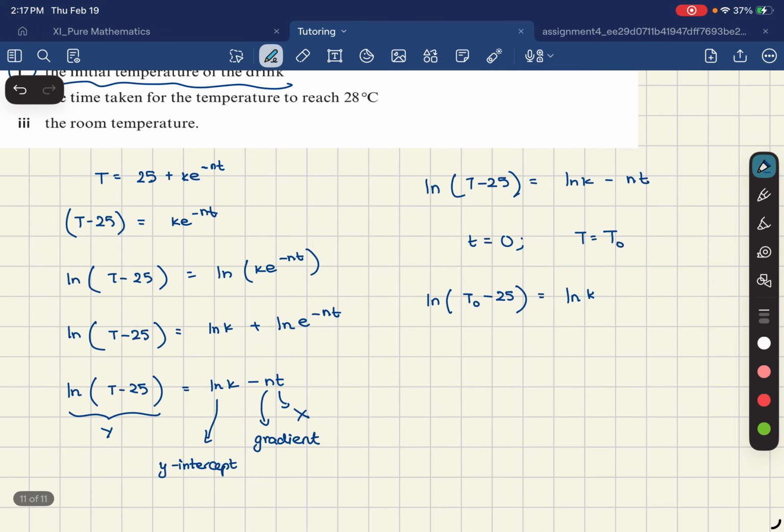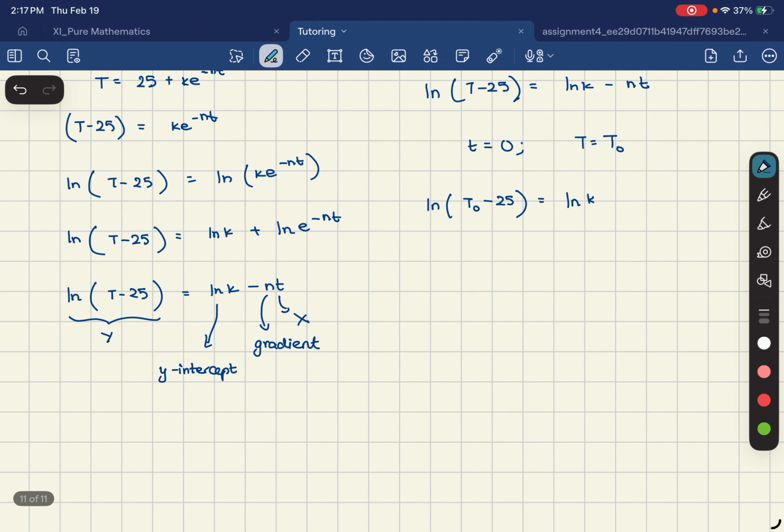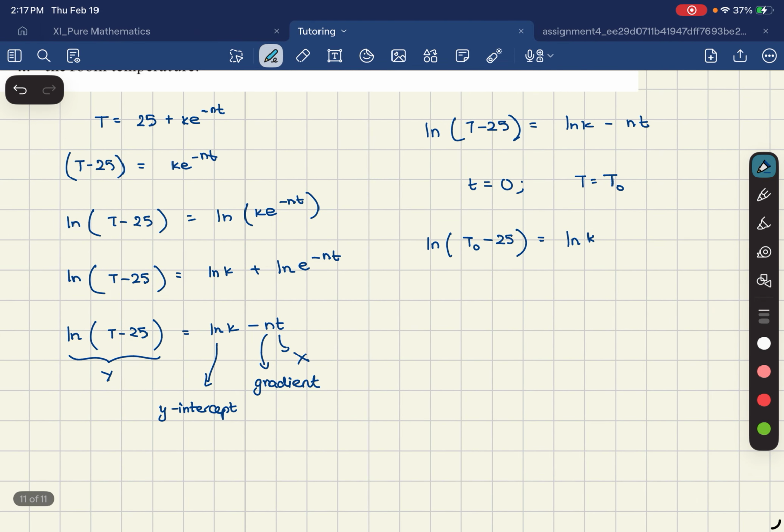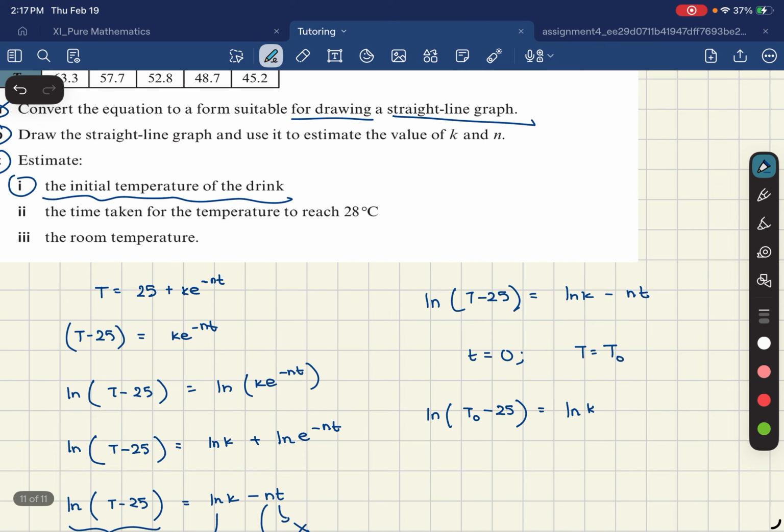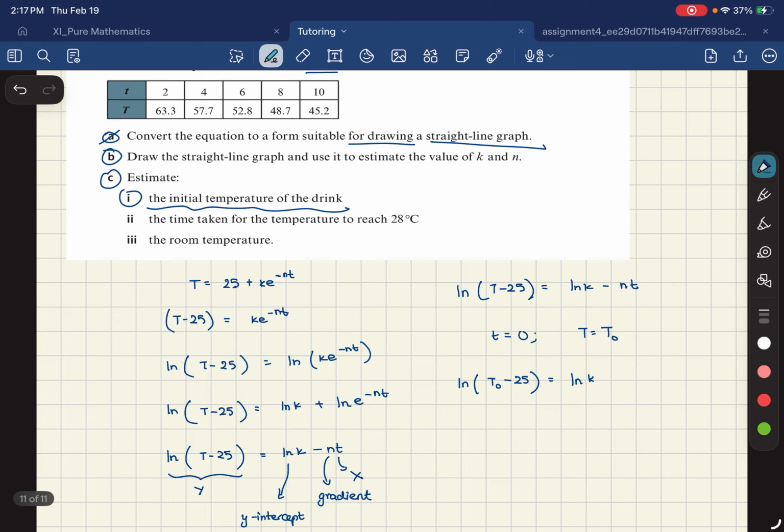So I think when you plot the graph, you're going to get the values of your k and your minus n t. But let me see if I can get estimates from the table. And I think I can.